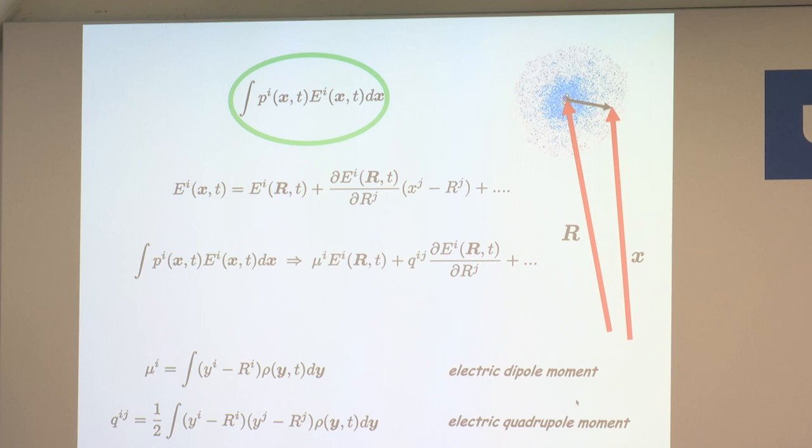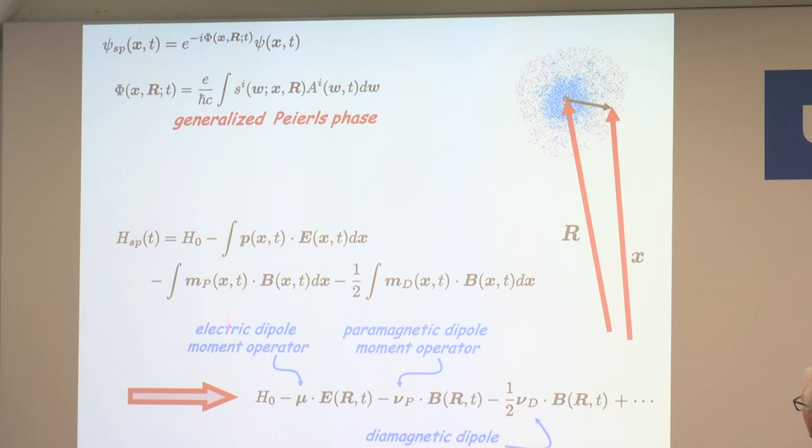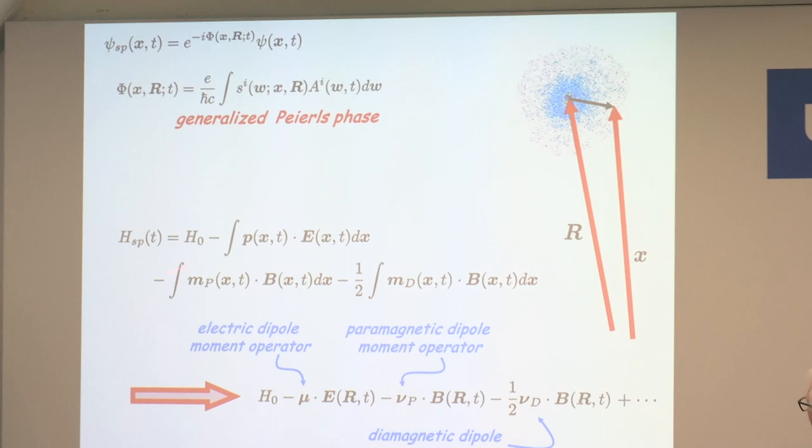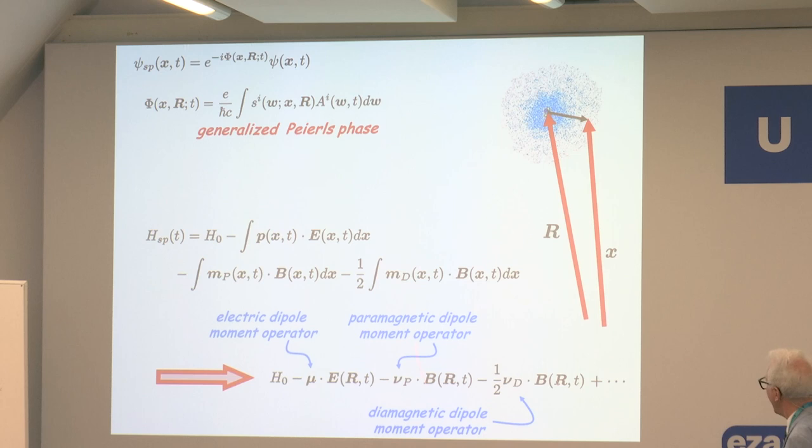If I just look at the leading term, the leading term here is just going to be the electric dipole moment operator. The leading term here is going to be the paramagnetic dipole moment operator. The leading term here is going to involve the diamagnetic dipole moment operator, which contains the B field itself. So this is the story with atoms and molecules. Everybody clear? Any questions on this?